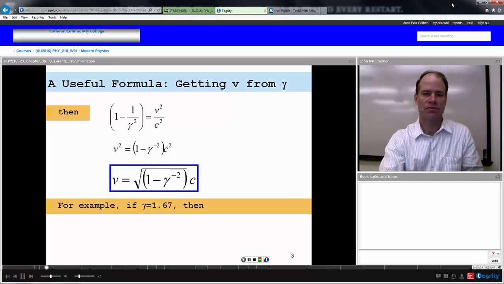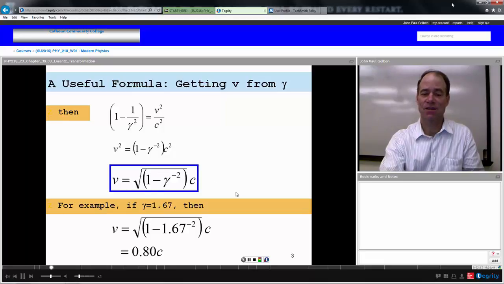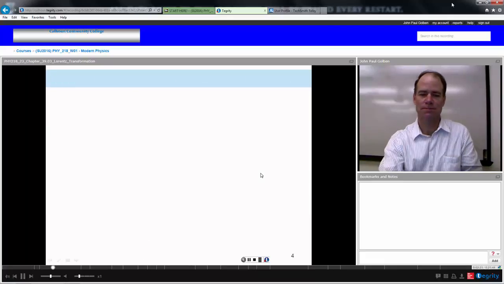For example, if gamma is 1.67, plug that in. The square root of 1 minus 1.67 to the negative 2, times c, is 0.8 c. Nice to know. So it's a little useful formula, especially for the problems.